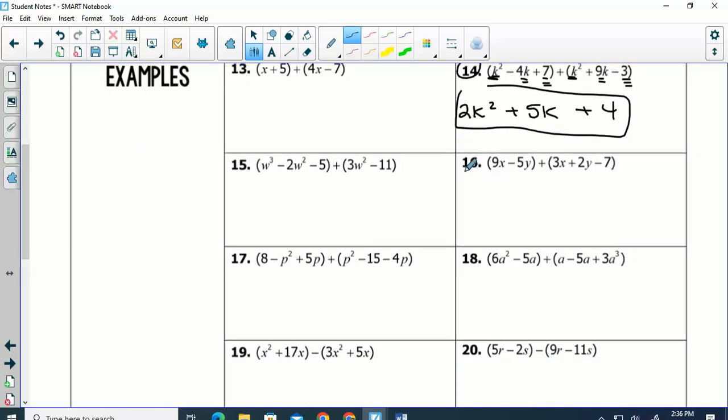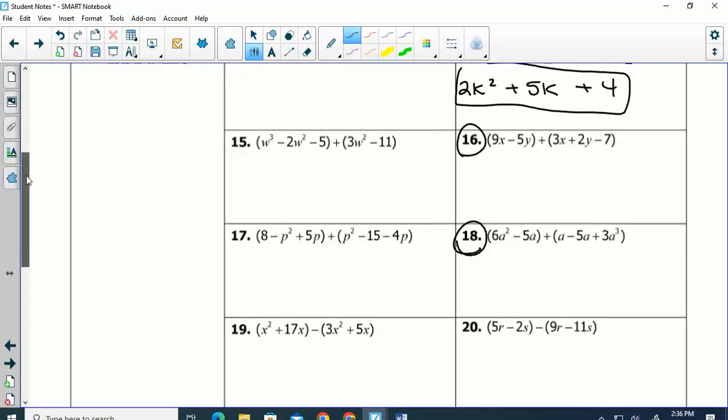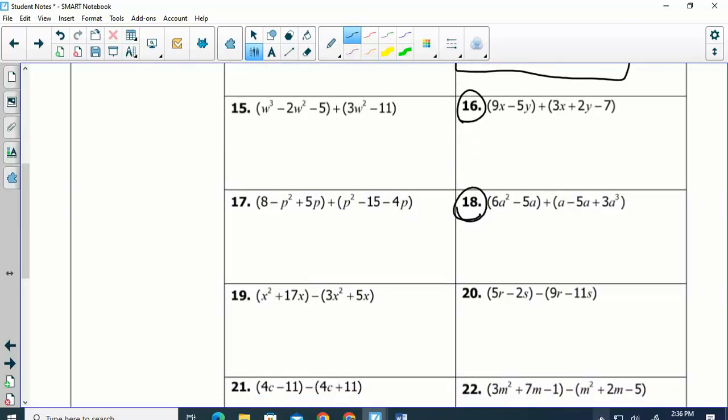I want you guys to do 16 and 18. Do you put the x's or the y's first? x, alphabetical. So 9x plus 3x is 12x. Negative 5y plus 3y plus 2y is negative 3y. And then a minus 7. Did you guys get that one?